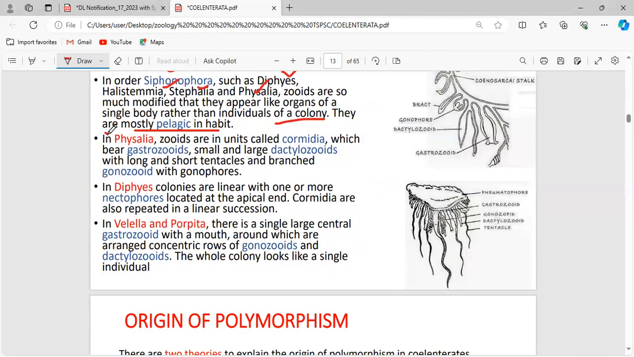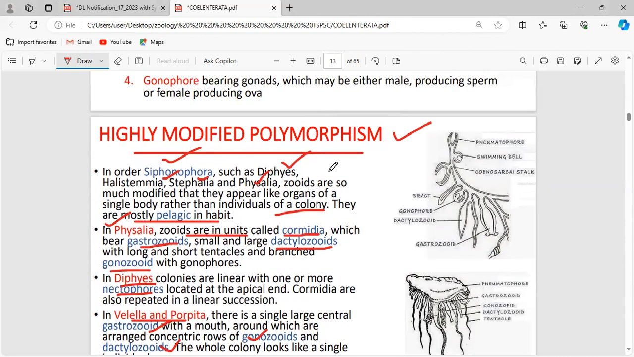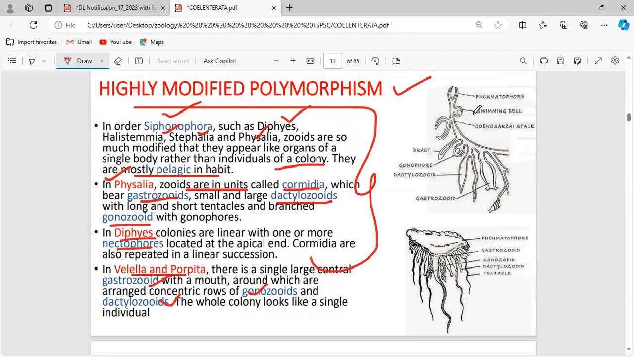They are mostly pelagic in habitat. In Physalia, the zooids are in units called cormidia, which bear gastrozoids, dactylozoids, and gonozoids. In Diphys, it has the nectophores. In Velella and Porpita, it has gastrozoids, gonozoids, and dactylozoids. See, these are all highly developed polymorphism. Just look at the picture.